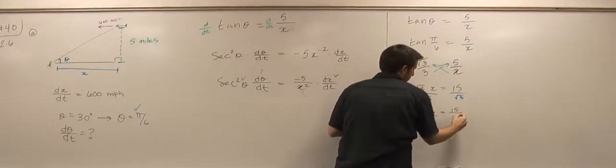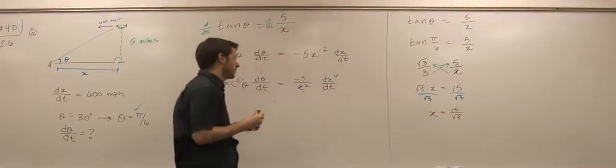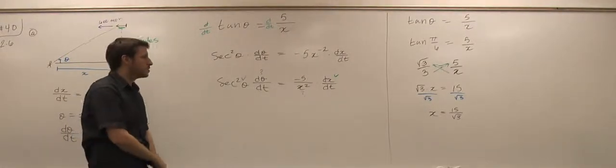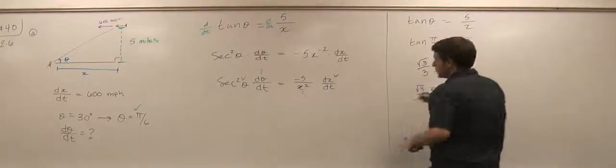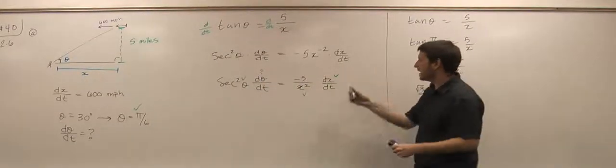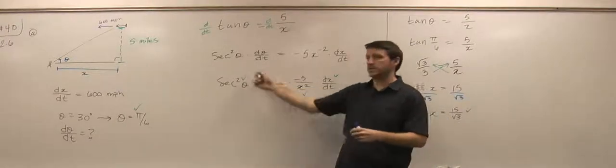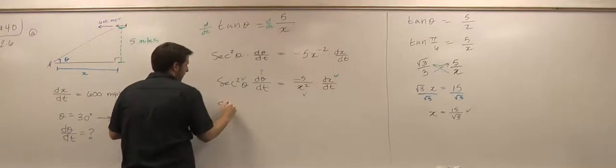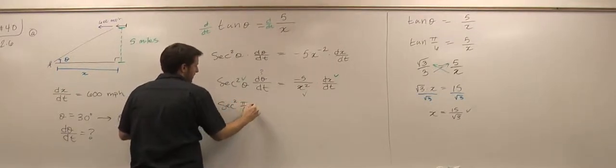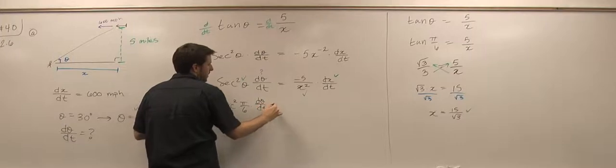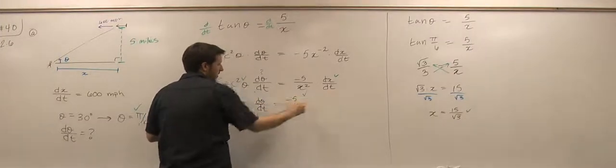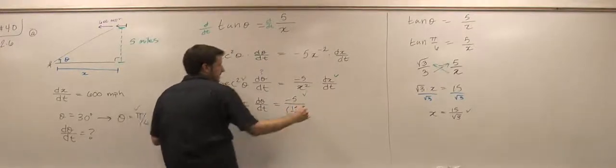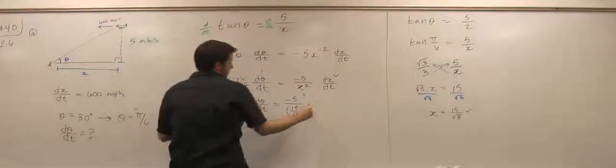Yeah, you can simplify this a little bit, but it doesn't matter. And so now I have x, which means this guy is a known. So then I can plug in here, here, here, and isolate this. So I'll do secant squared of pi over 6 times d theta/dt equals negative 5 over 15 divided by root 3, squared, times dx/dt, which is 600.